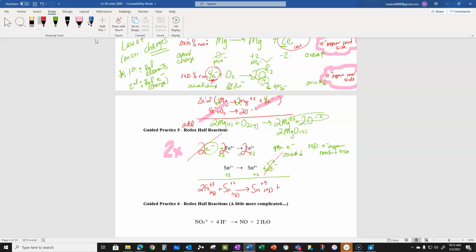I always get the question from students: does it matter which order you put them in? Nope. Alphabetical. Your favorite element first. Whatever floats your boat, ladies and gentlemen, just as long as you have the right chemicals on the right side.